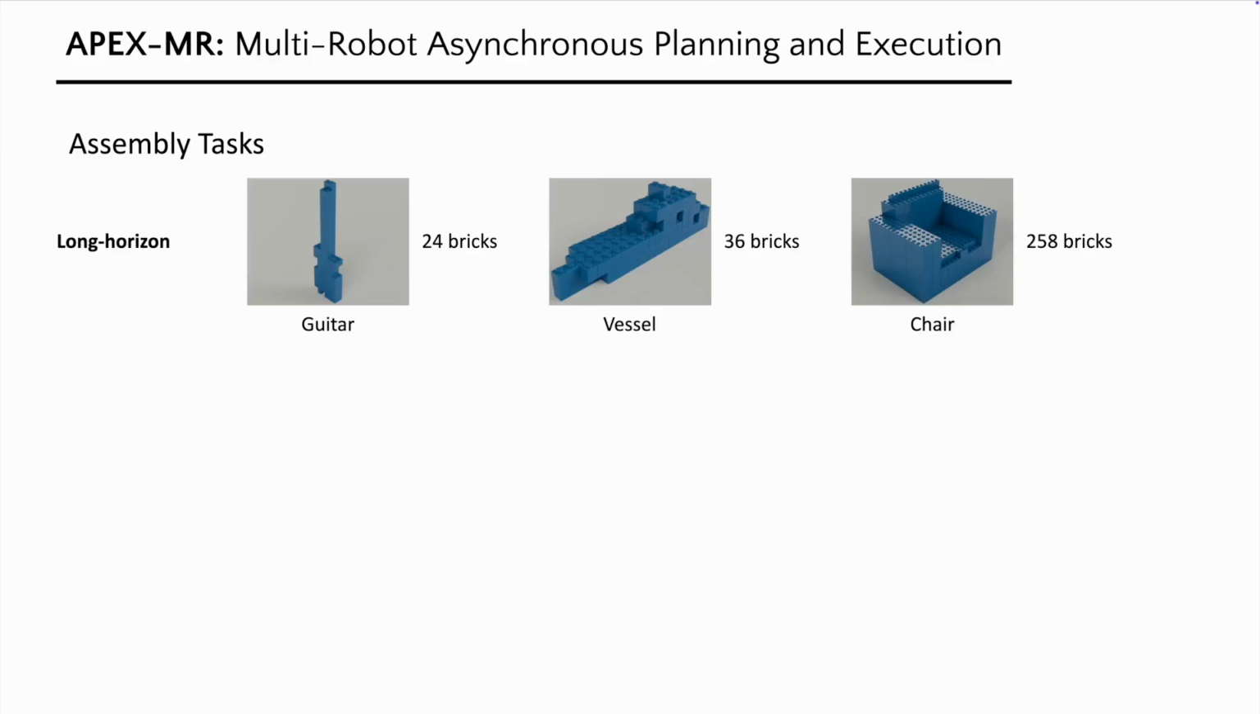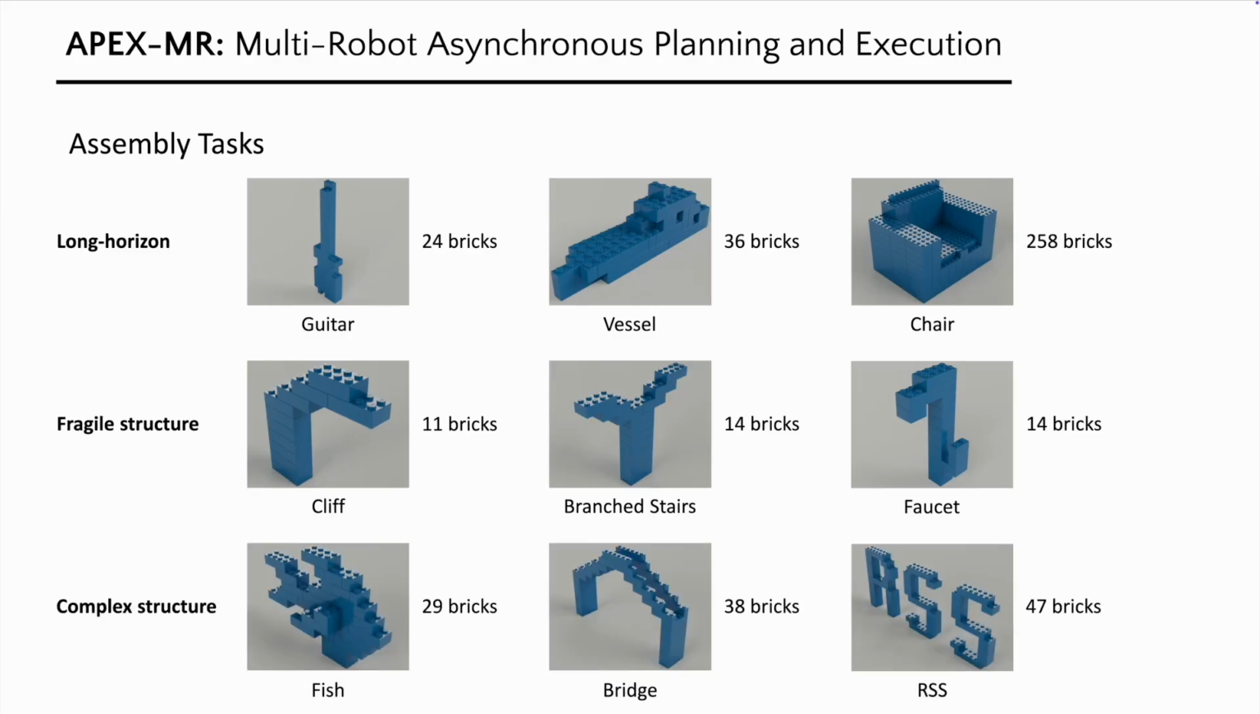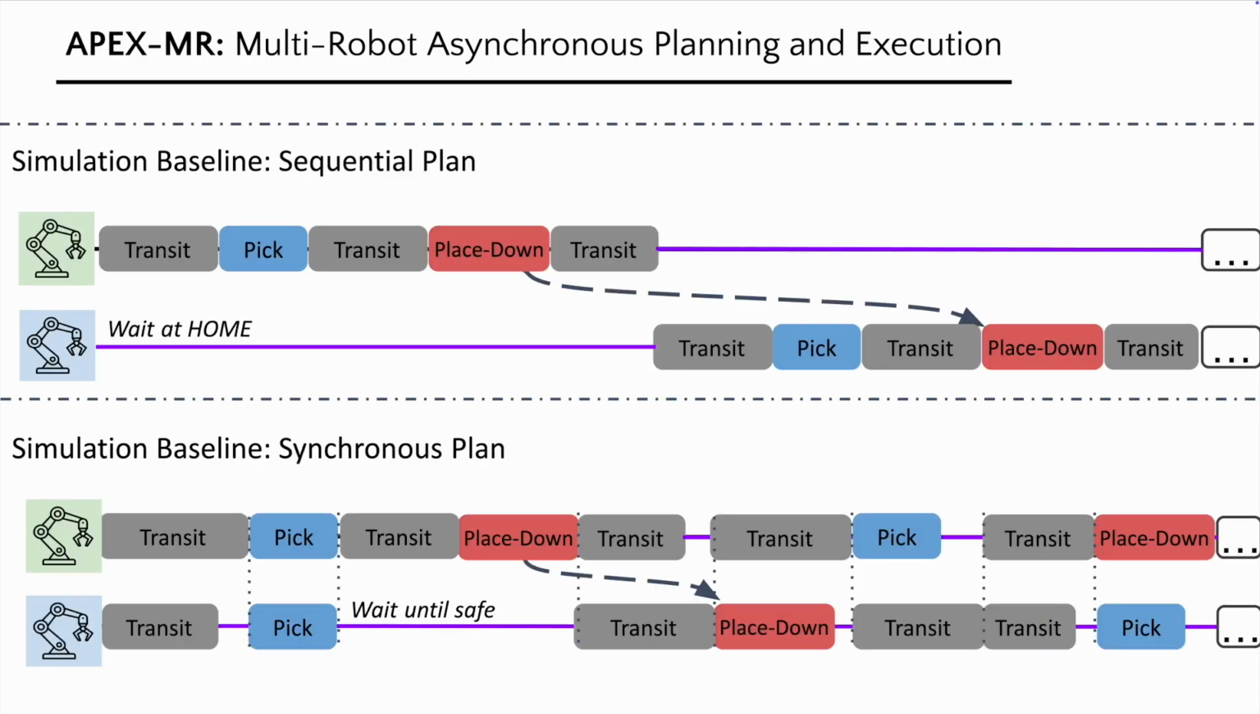We evaluate our method on the following 9 LEGO assembly tasks. Our tasks include long horizon assemblies, fragile structures that require collaboration, and lastly 3 complex structures. We compare our Apex MR to 2 baselines. The first one is a turn-based sequential motion plan. The second is a synchronous plan, where each robot waits for other robots to complete the current tasks before starting the next task at the same time.